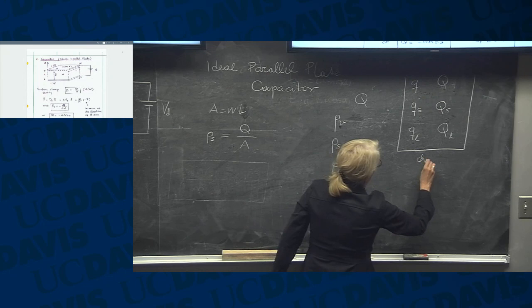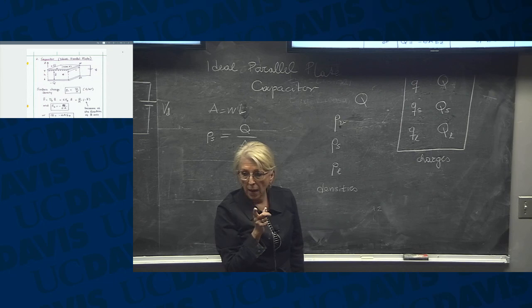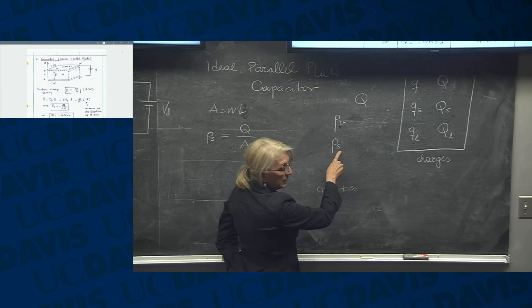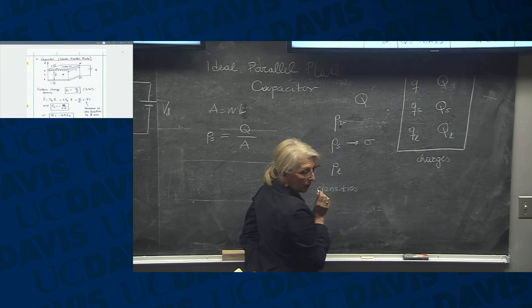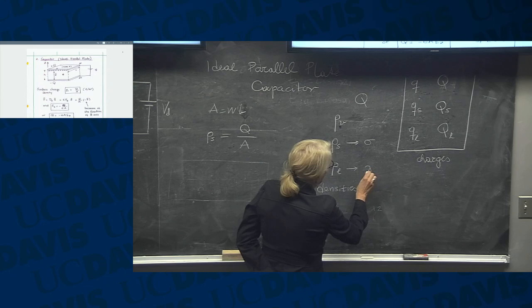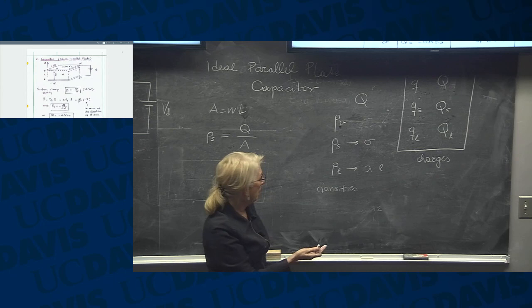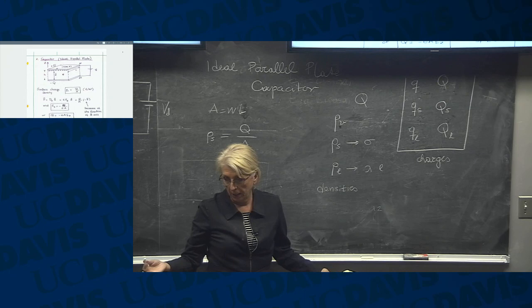All right, sometimes, in some electrical engineering books, instead of a surface charge density, you may see a sigma. And instead of line charge density, you may see this lambda or L. I'm staying away from these two because we will use them for other things. But I want to just let you know that this is what people are using, okay?